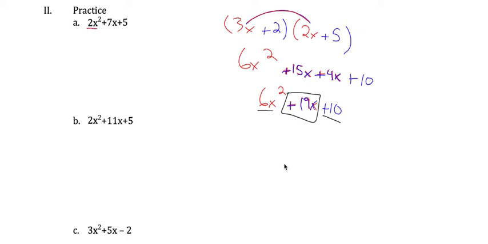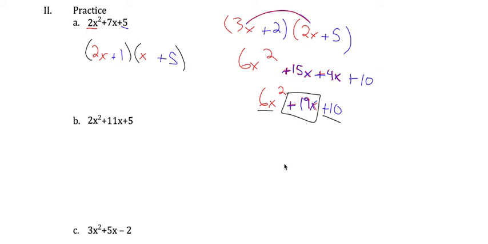Okay? So what I mean by that is this. For this one, our initial guess, we're going to put something at the beginning of each parentheses that multiply to 2x squared. Luckily, in this particular case, there's really only one choice. It's 2x and x. Then we're going to put something at the end that multiplies to 5. Again, we only have one choice. It's 5 and 1. So the order you put that in matters, though. We're going to try doing 1 and 5.